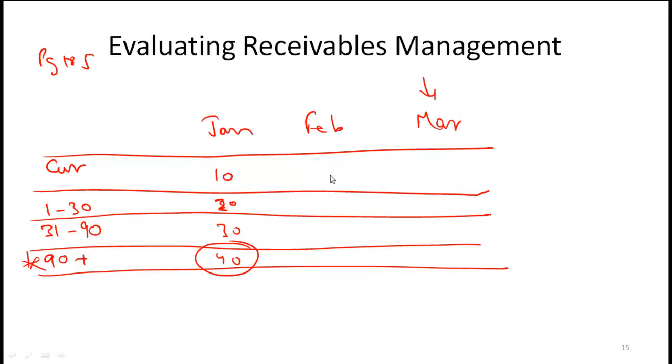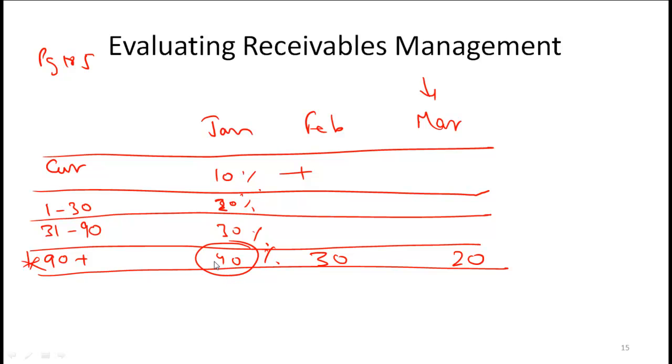So let's say that over time these numbers are going up and these are going down. So let's say over time this is coming down to 30, this is coming down to 20. So this is saying that our situation is actually improving. And remember, all these are percentages, so all these will have to add up to 100. So this is one sort of analysis where you look at the receivables in each bucket as a percentage of the total receivables.